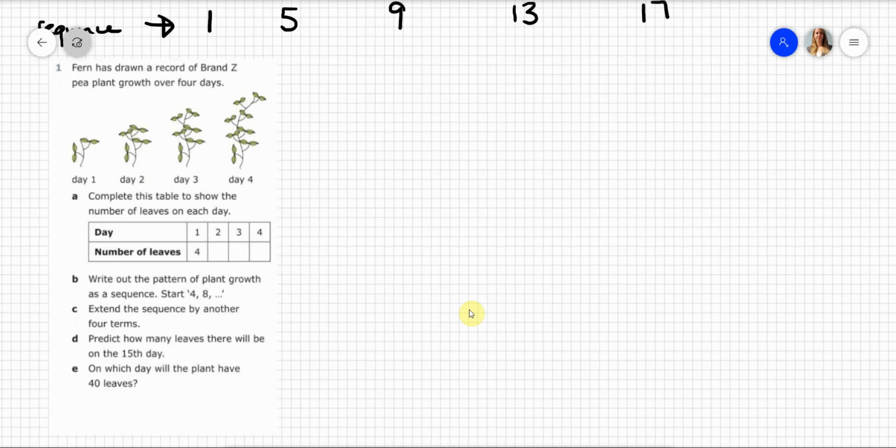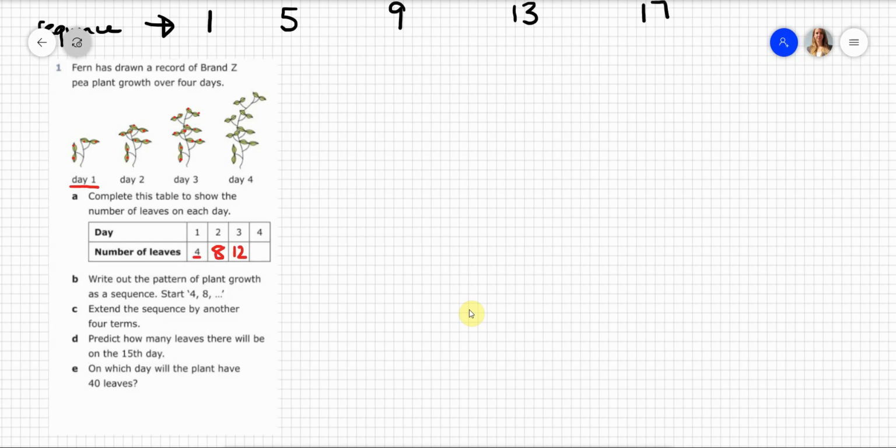So, Fern has drawn a record of Brand Z pea plant growth over 4 days. The first number in the table has been filled in for us. On day 1, there are 1, 2, 3, 4 leaves, so 4 has been put in here. On day 2, there's 1, 2, 3, 4, 5, 6, 7, 8 leaves, so I'm going to put 8 in here. On day 3, 1, 2, 3, 4, 5, 6, 7, 8, 9, 10, 11, 12 leaves.